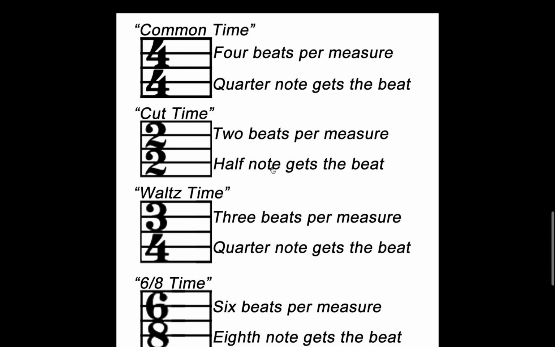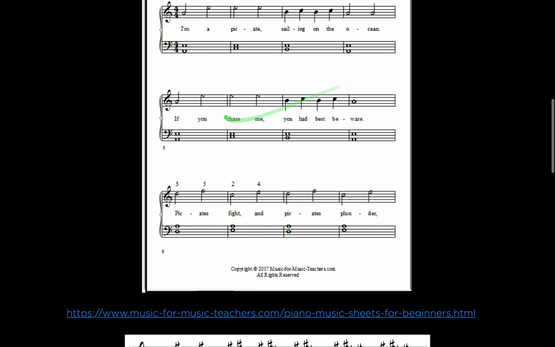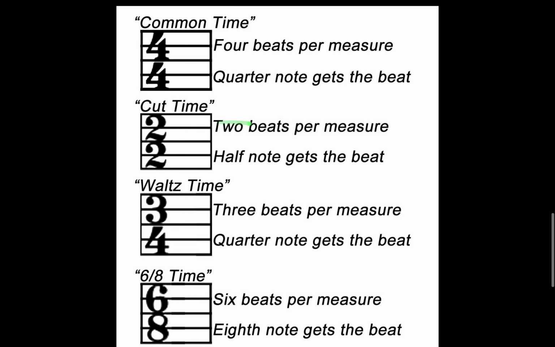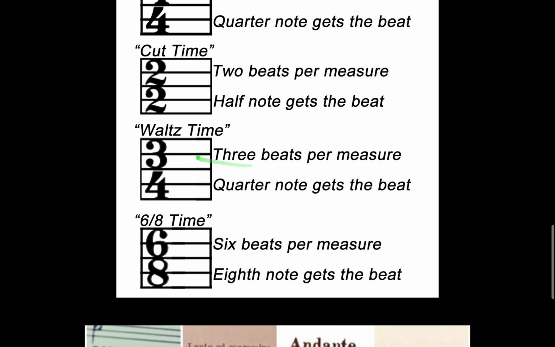And here we can see we just discussed common time, where there are 4 beats per measure, like 1, 2, 3, 4, 1, 2, 3, 4. Let me show you again. So each bar is 4 beats. But here we see a cut time, which is 1, 2, 1, 2, 1, 2. And waltz time is 1, 2, 3, 1, 2, 3, 1, 2, 3, 1, 2, 3.